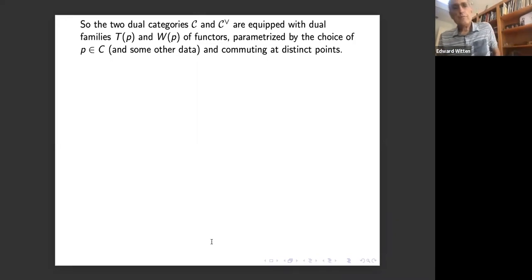And these line operators, T of P, would be dual to Wilson operators, W of P, in the dual category. So we have 2 dual categories, C and C dual, equipped with dual families of functors, parameterized by the choice of a point in P and some other data, and commuting at distinct points. The other data is a representation of the dual group. We could take the holonomy of the connection of the dual group in any representation. So W is labeled by a representation of the dual group, and therefore the same is true for T.